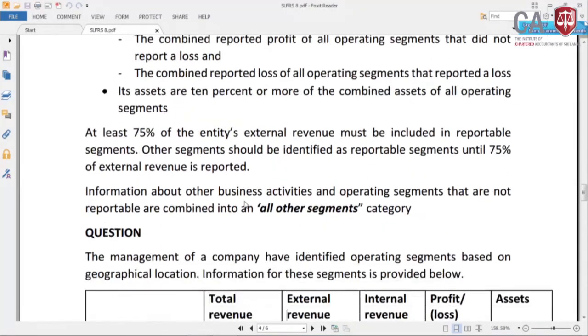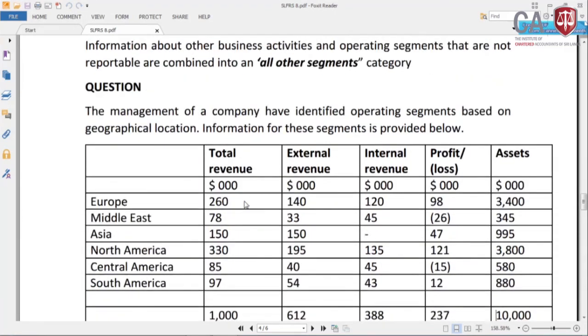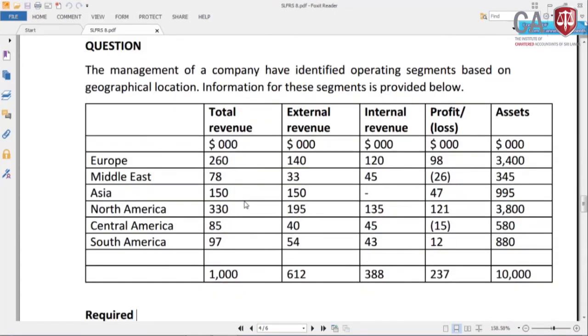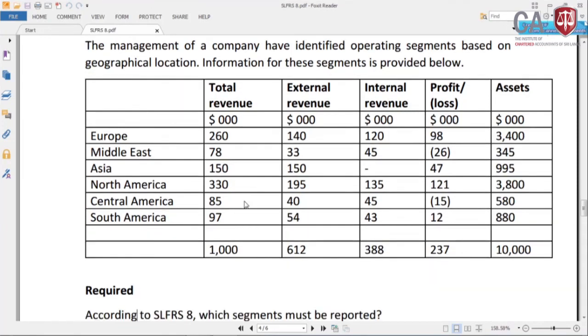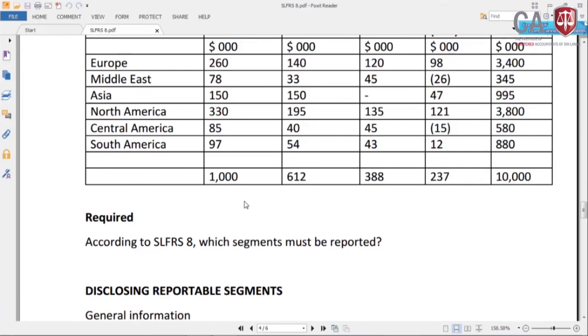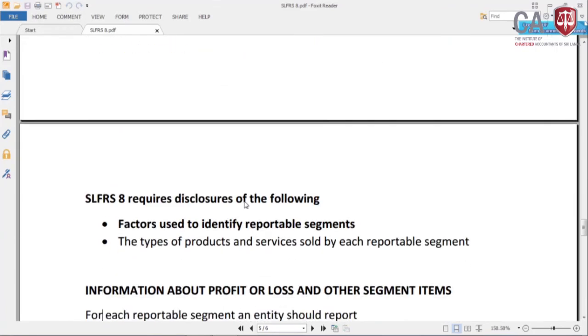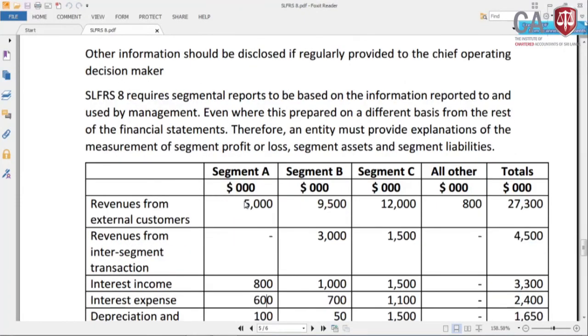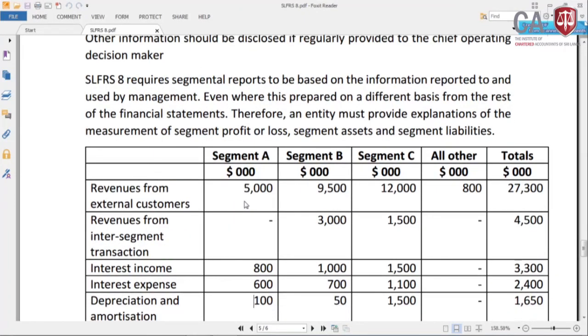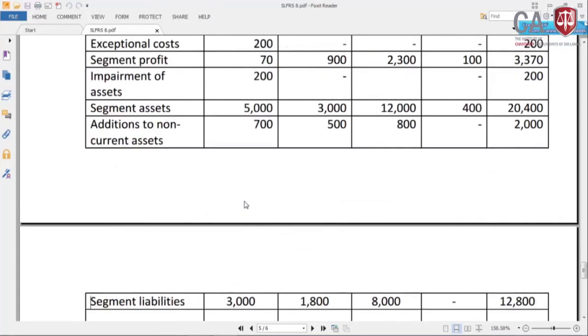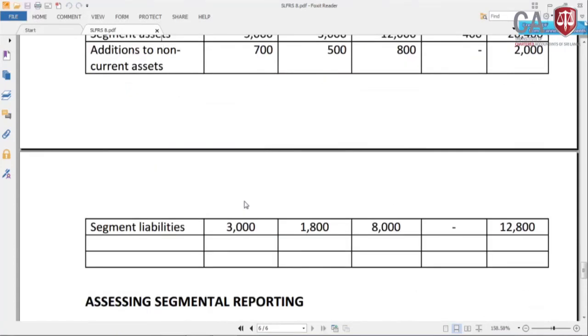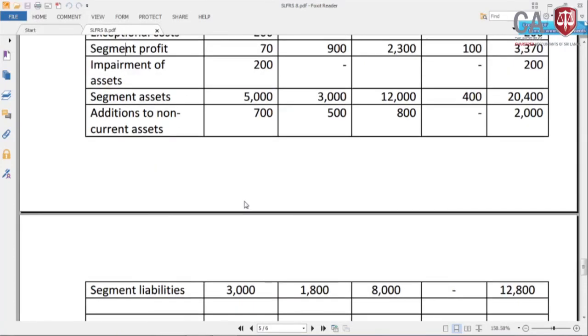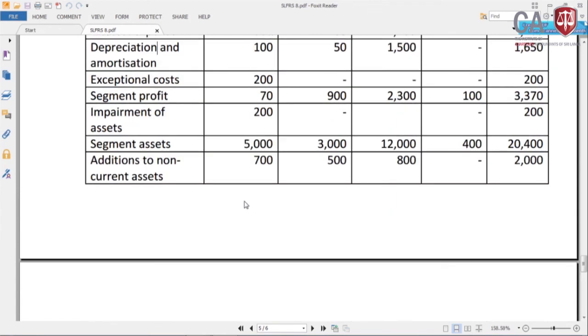Then let us look at the disclosure requirements. I have given you some profusely explained illustrations of how to identify reportable segments. You can work it out on your own. Let us look at the disclosure requirements. I have given you a specimen of disclosure requirements. Let us have a quick look at it.